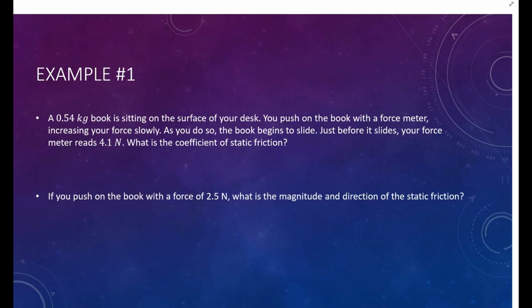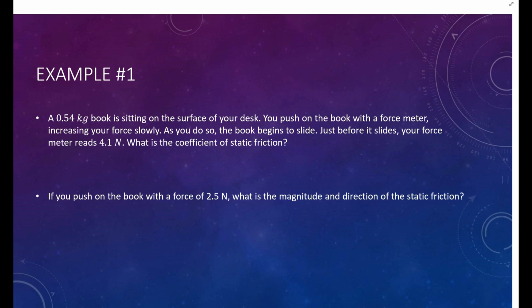All right, so we're going to go ahead and do an example problem. We have a 0.54 kilogram book sitting on the surface of your desk. You are pushing on the book with a force meter, increasing your force slowly. As you do so, the book begins to slide. However, just before it begins to slide, we read it, and we see that it's 4.1 newtons. We want to know the coefficient of static friction. We know this is a dynamics problem. How do we start all dynamics problems? With Newton's second law. Before we get to Newton's second law, write down the data and draw the picture.